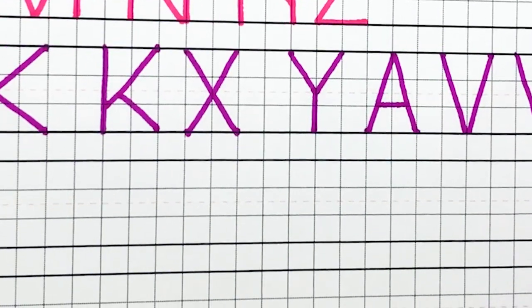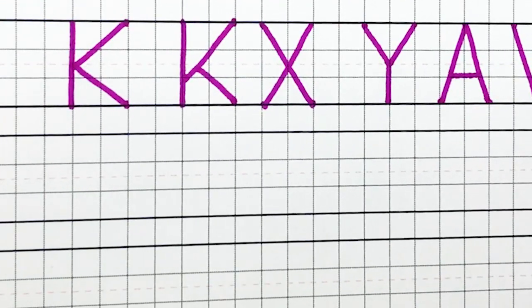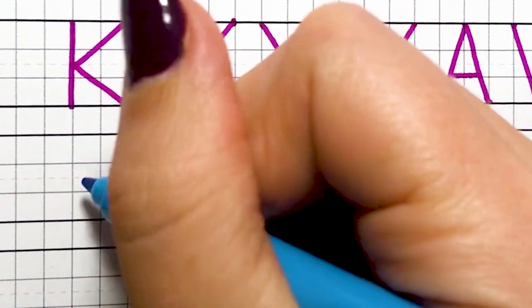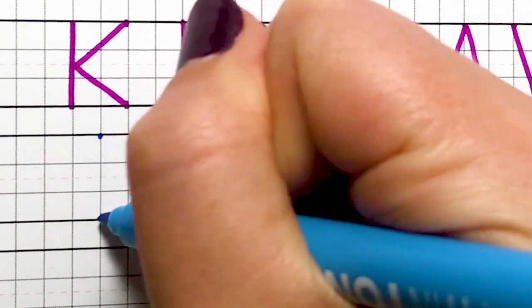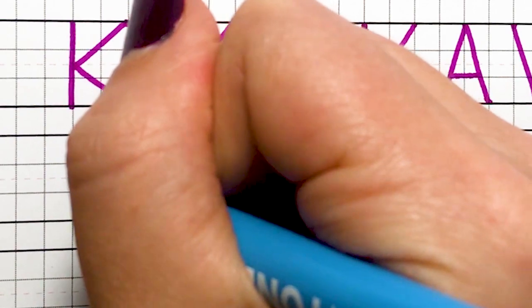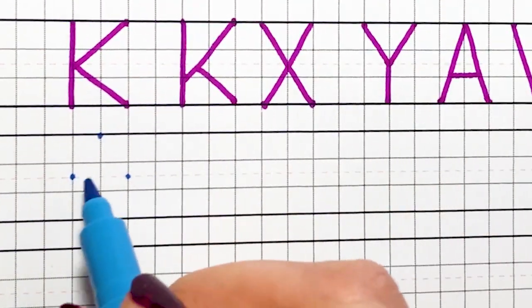Okay, we're moving into some letters that have curves. So these are going to be based on the oval. Now the oval is going to be 2 spaces wide. So we're going to start in the middle and come out. It's going to be 2 spaces wide total.